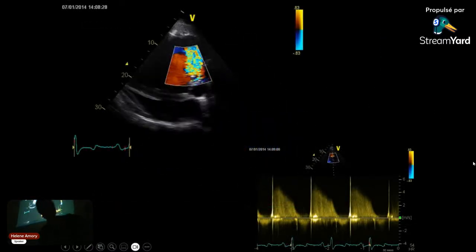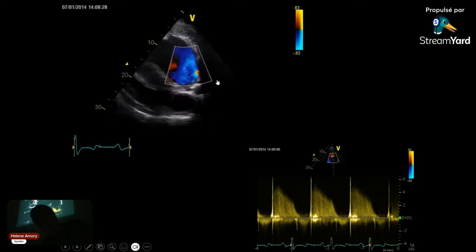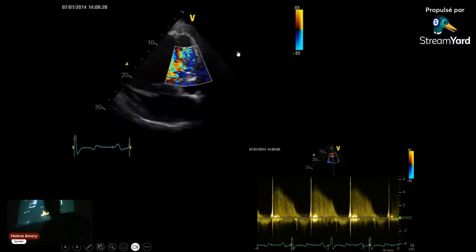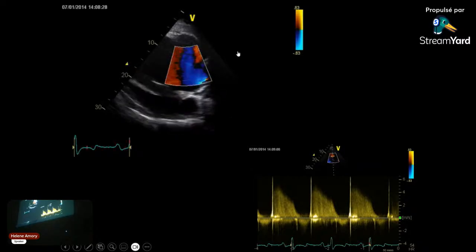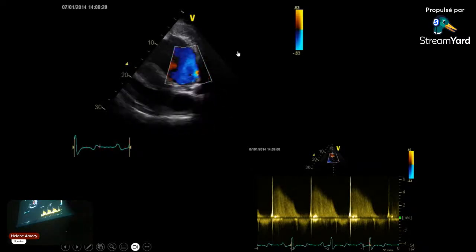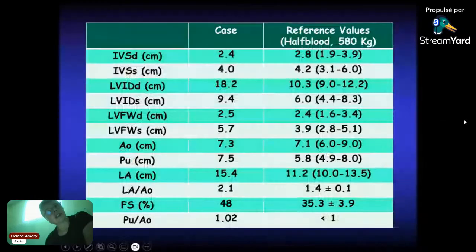There's severe mitral insufficiency, and this is the aorta. Okay, this is the entry of the aorta from the left side. You see also a very severe aortic insufficiency, and remember we had the suspicion of endocarditis on this valve. Okay, and this is the speed of the aortic insufficiency.